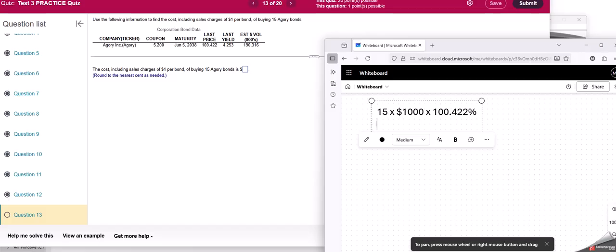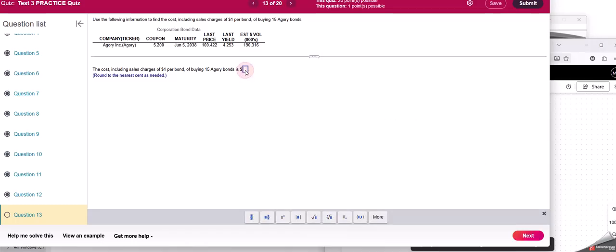So 15 times 1,000 times 1.00422, putting that in a decimal. So that's 15,063.30, and then 15 times $1, we have another $15 that we need to add to that. So that's 15,078.30. So just remember, $1,000 is how each bond is sold, and these are all percentages.